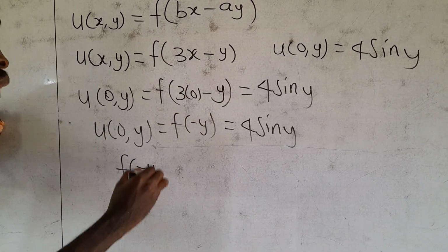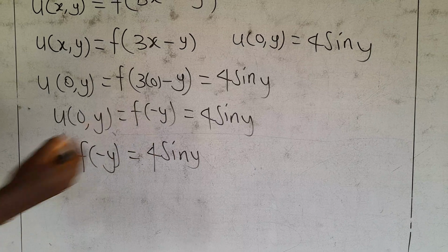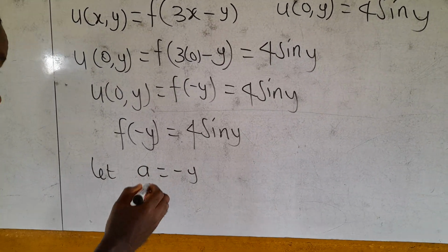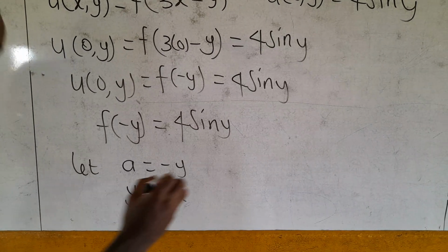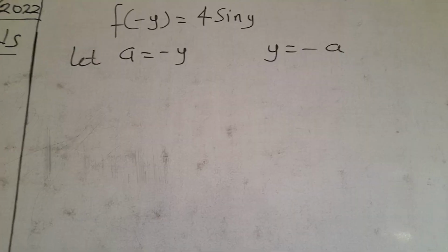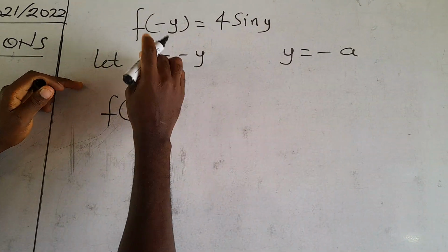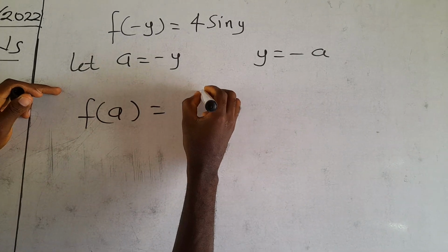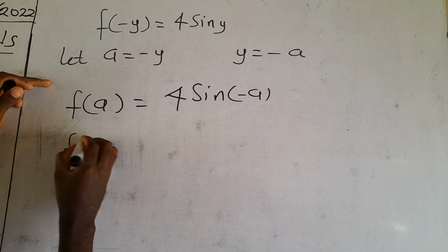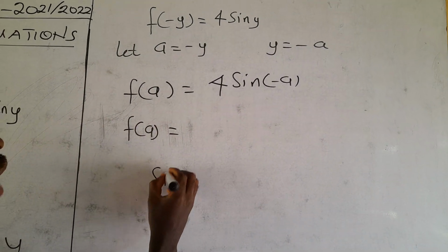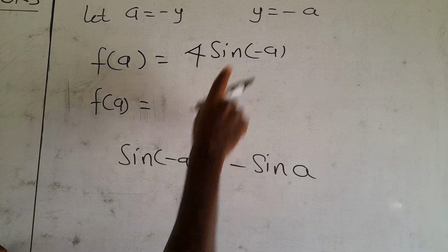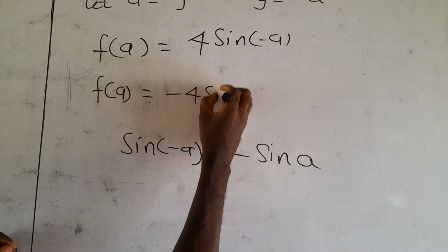So since f of negative y is equal to 4 sine y, we need to get a proper solution to this. So we say we let a to be equal to our negative y. So we can say our y will be equal to negative a. So any place we see negative y, we substitute a. And any place we see y, we substitute negative a. So we can say f of a will be equal to 4 sine of negative a. In trig, if you have sine negative a, it is the same as negative sine a. So we can say this is negative 4 sine a.